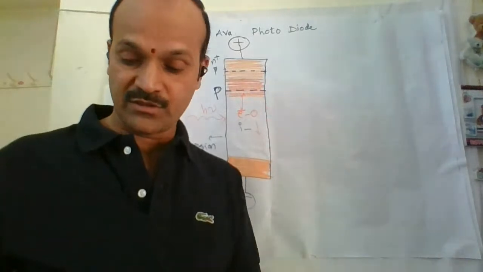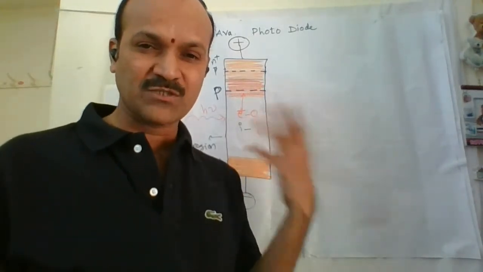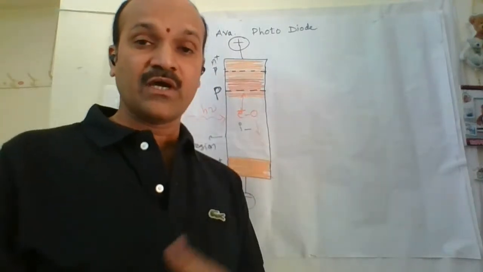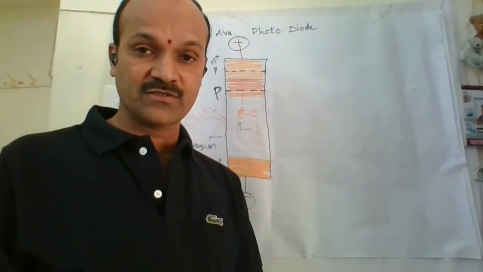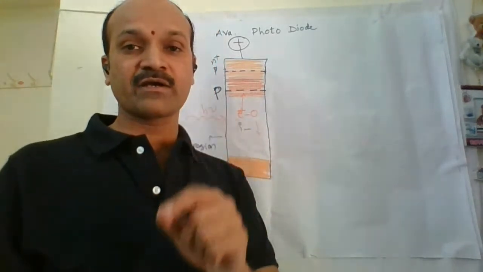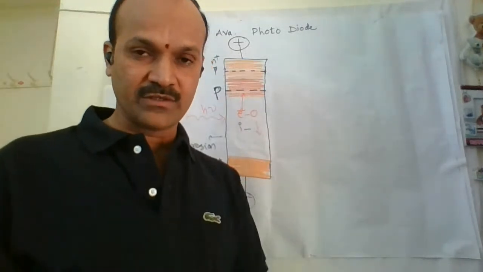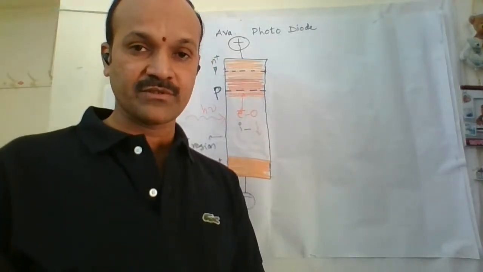This phenomenon, due to collisions, causes more amplification of electron-hole pairs. That phenomenon is called impact ionization. This impact ionization is important here, whereas in a PIN diode, you won't get impact ionization.